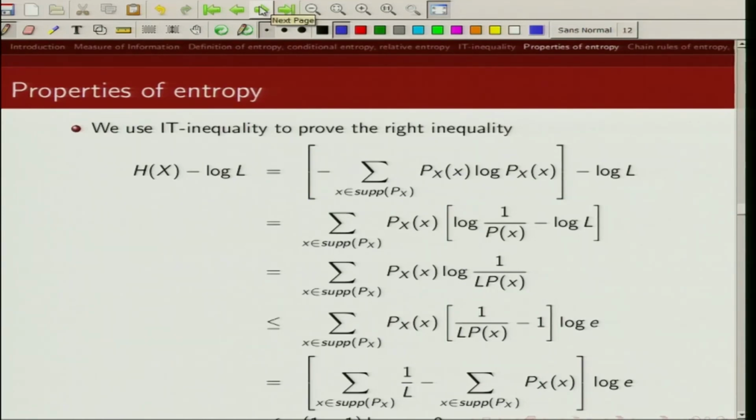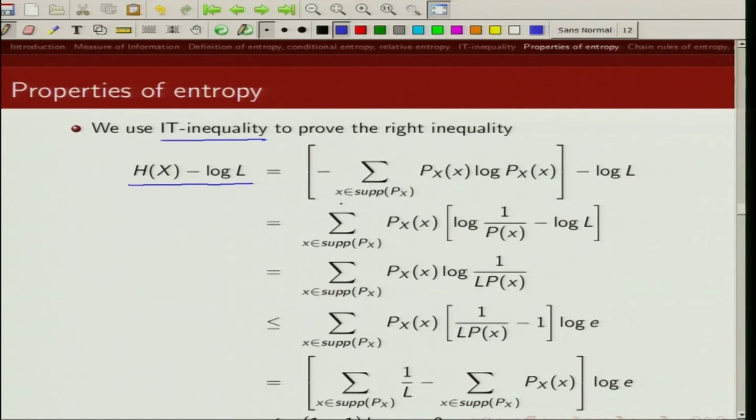So how do we prove this? We have to show that H of X is less than or equal to log of L. In other words, if we can show that this quantity H of X minus log of L is less than or equal to 0, then we would have shown that H of X is less than or equal to log of L. And to prove this result, we are going to make use of the IT inequality, which we just proved, that log of r is less than or equal to r minus 1, whole multiplied by log of e. So let us look at the proof.